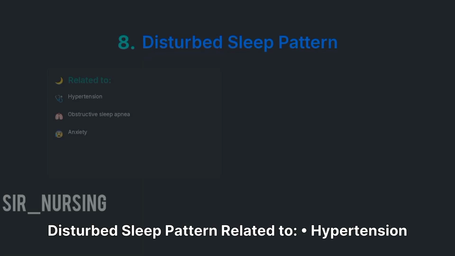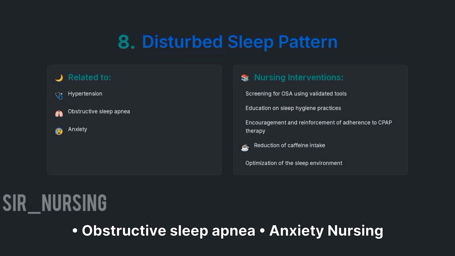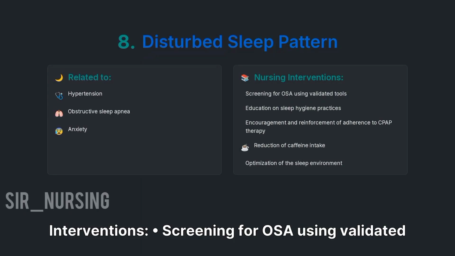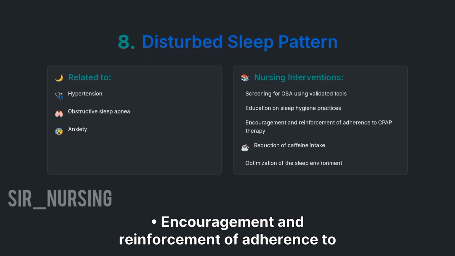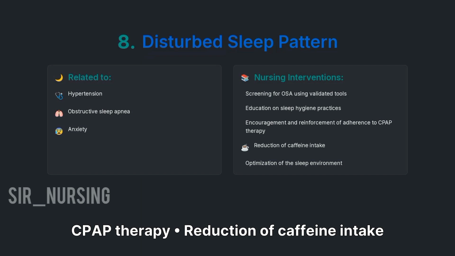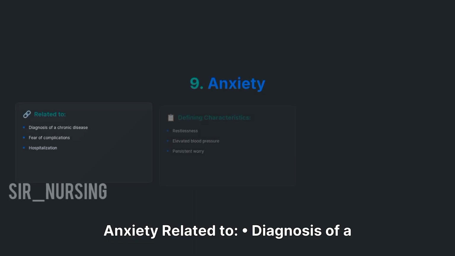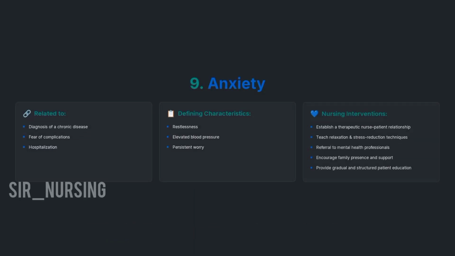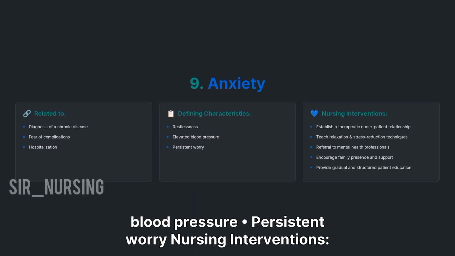8. Disturbed sleep pattern related to hypertension, obstructive sleep apnea, anxiety. Nursing interventions: screening for OSA using validated tools, education on sleep hygiene practices, encouragement and reinforcement of adherence to CPAP therapy, reduction of caffeine intake, optimization of the sleep environment.